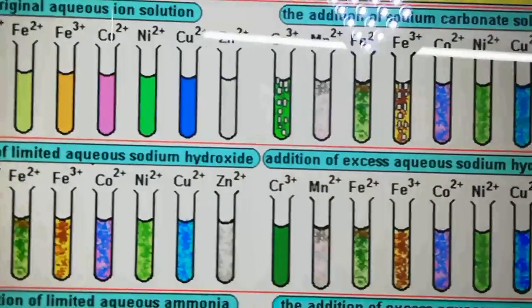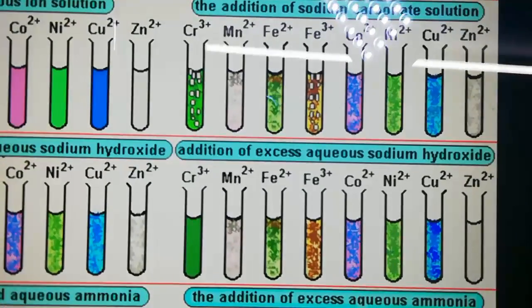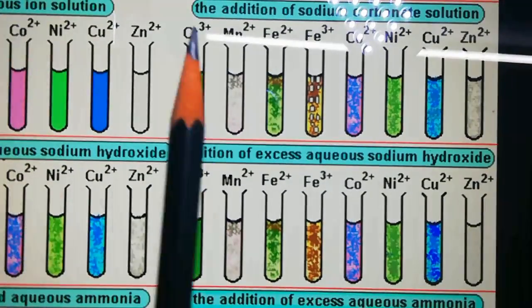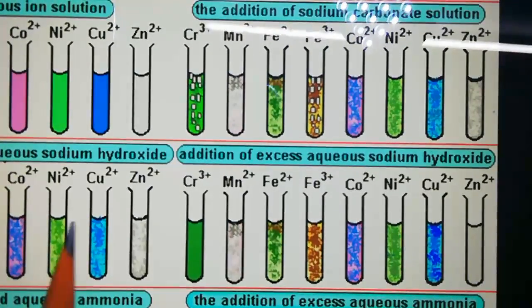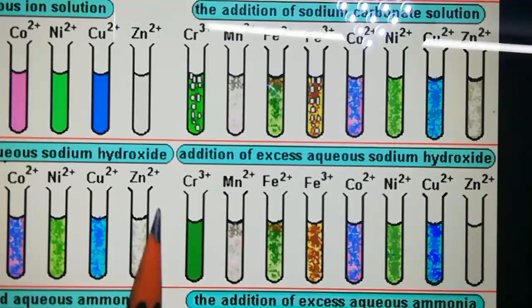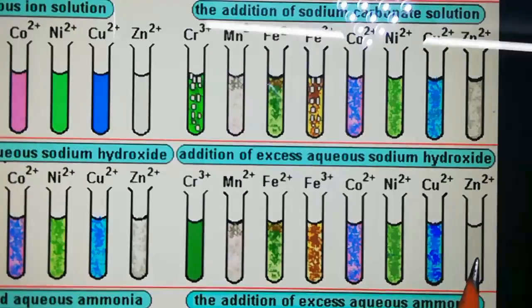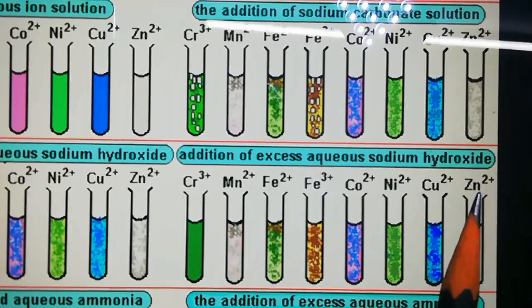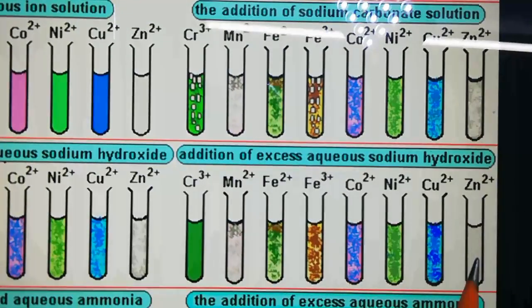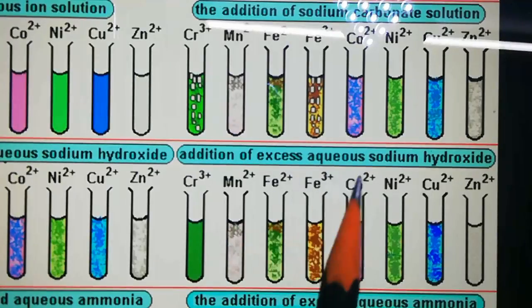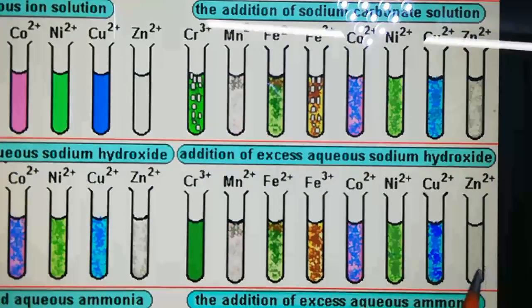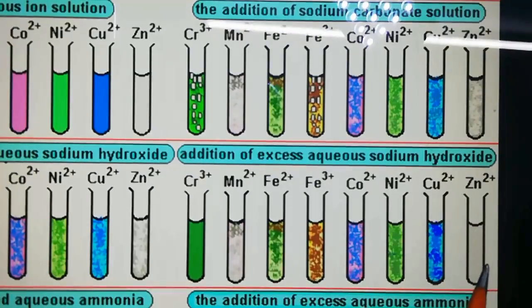But on addition of excess aqueous sodium hydroxide solution, the color becomes like this. Here we have to remember that for zinc, the white precipitate is there, but in excess NaOH it becomes clear and transparent. We will see in detail with reactions that zinc hydroxide dissolves in NaOH with the formation of sodium zincate, which is a soluble salt.